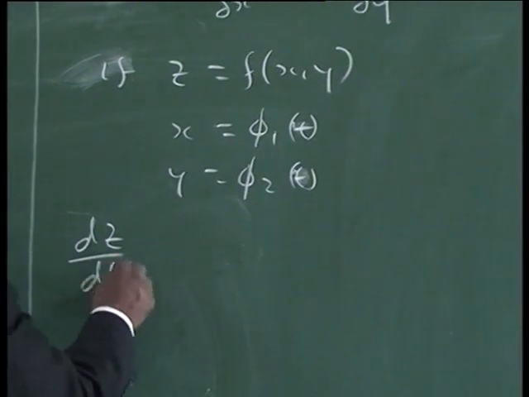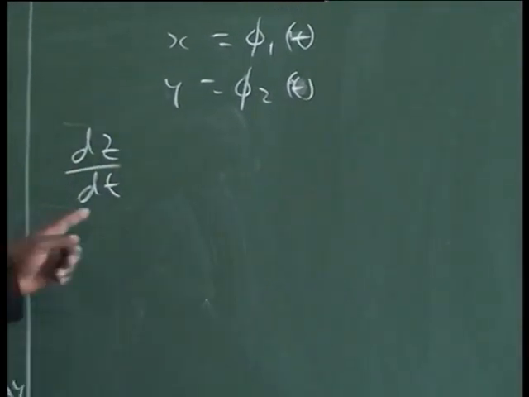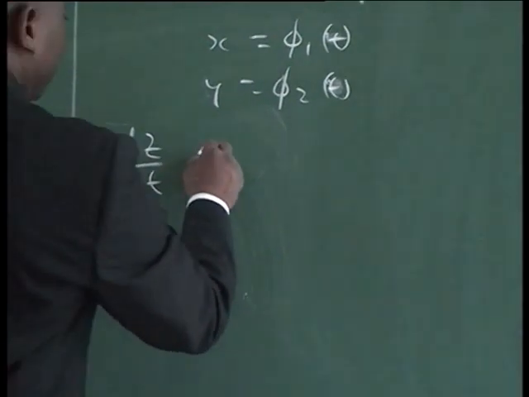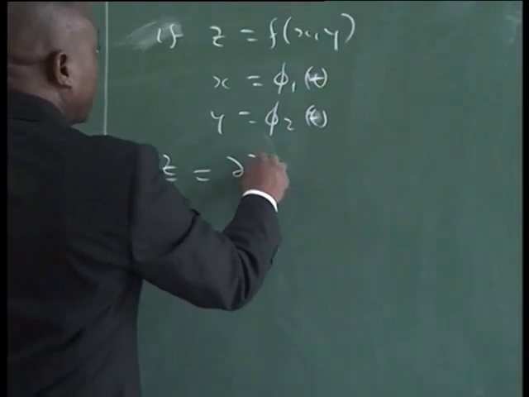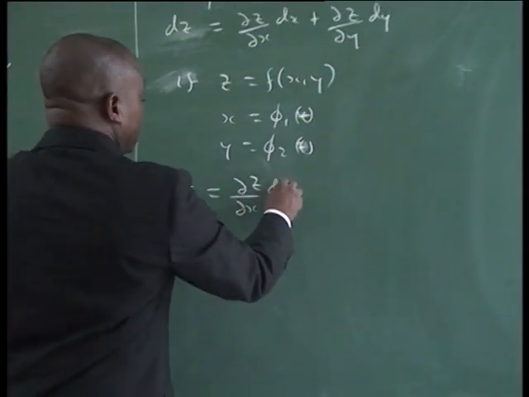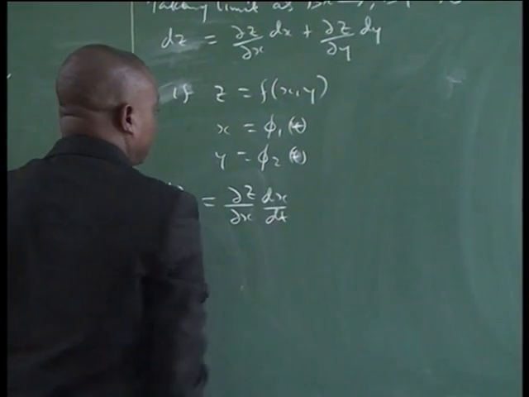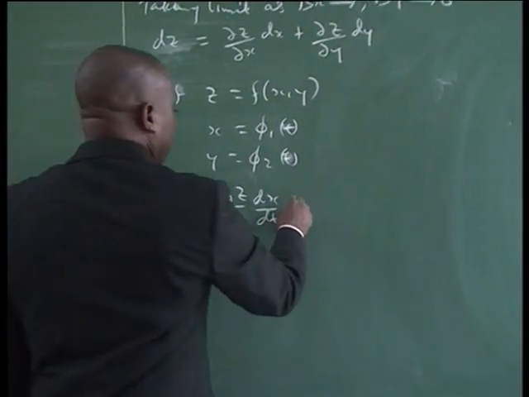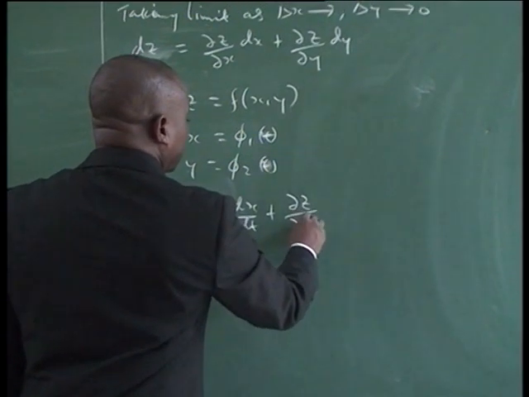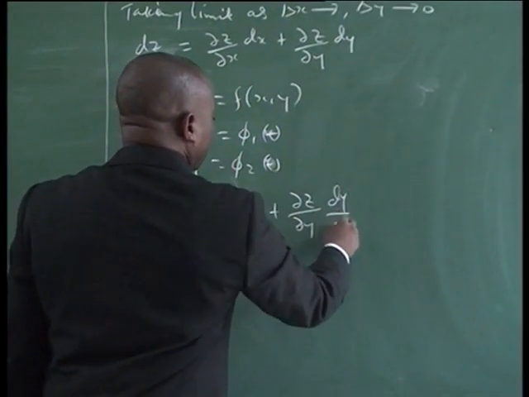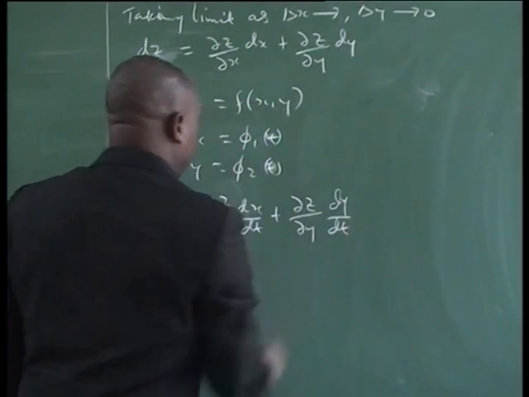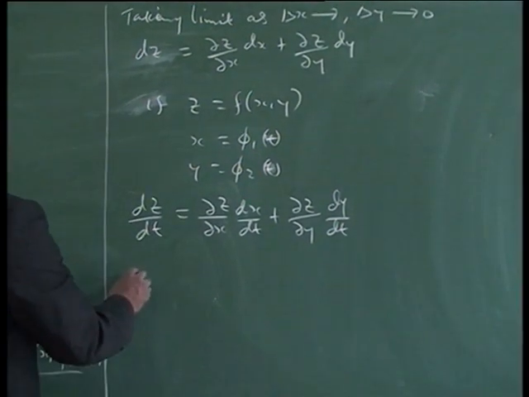So if I divide through by dt, I will have that dz/dt is equal to partial z partial x times dx/dt, plus partial z partial y times dy/dt.